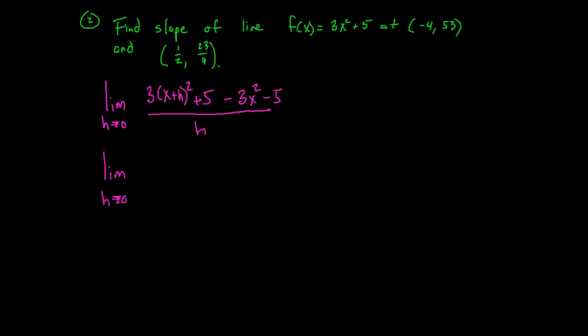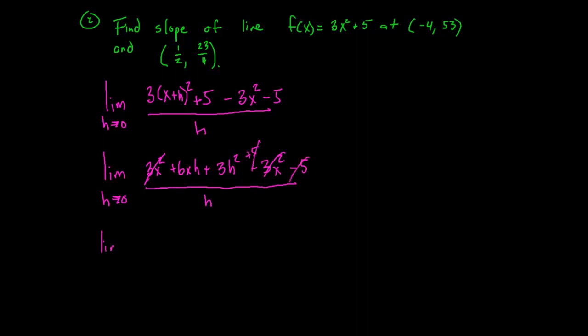Let's see here. So I get 3x squared plus 6xh plus 3h squared minus 3x squared minus 5. If you don't know how I did that, all I did was I did x plus h squared and then distributed the 3. Not that difficult. 3x squareds cancel. I forgot the plus 5. Sorry guys. 3x squared plus 6xh plus 3h squared plus 5 should be in there. So the negative 5 and plus 5 cancel. So I get the limit as h approaches 0 of 6xh plus 3h squared, all divided by h.